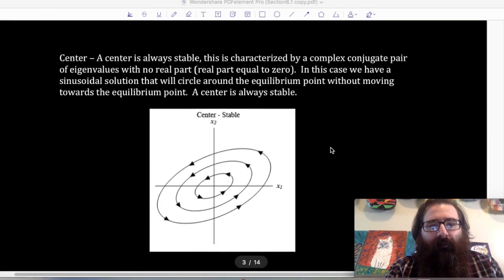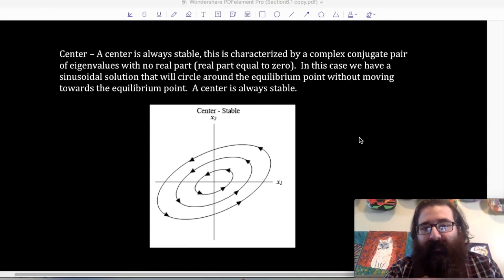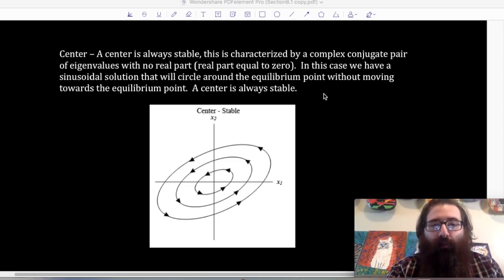Center. So a center is a great example of something that is stable, but not asymptotically stable. We say a center is always stable, and this is characterized by having a complex conjugate pair of eigenvalues with no real part, meaning the real part is 0. In this case, we have a sinusoidal solution, remember, built up of cosines and sines only, that will circle around the equilibrium point without moving towards the equilibrium point.